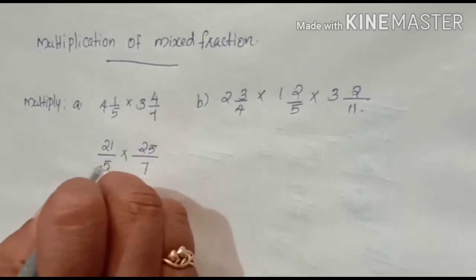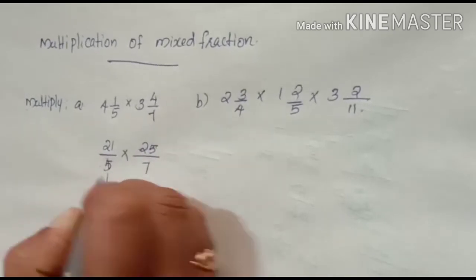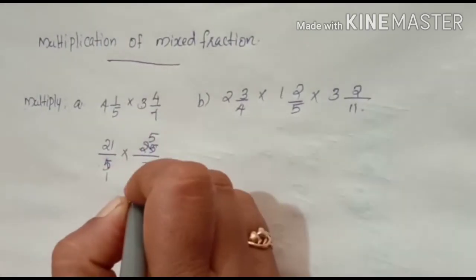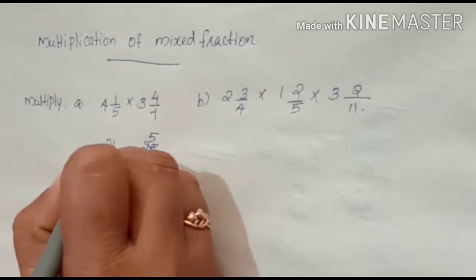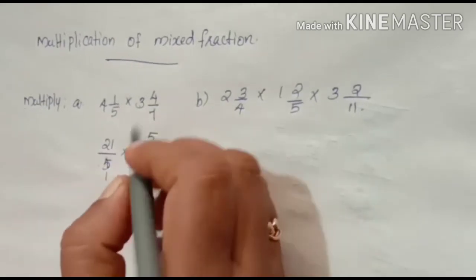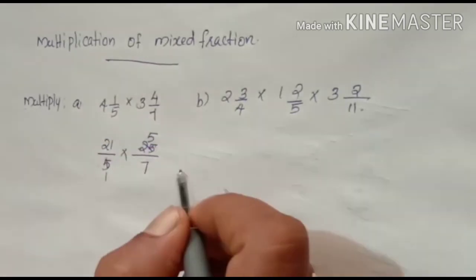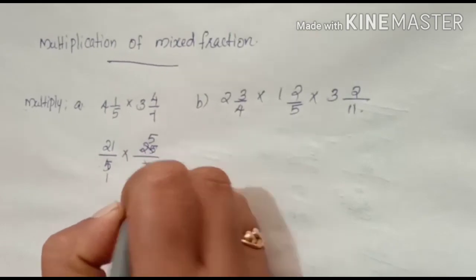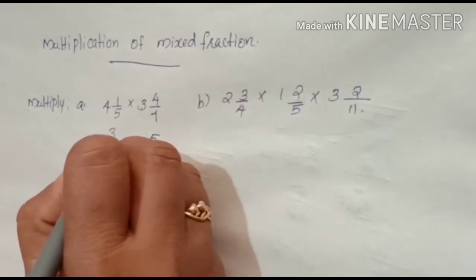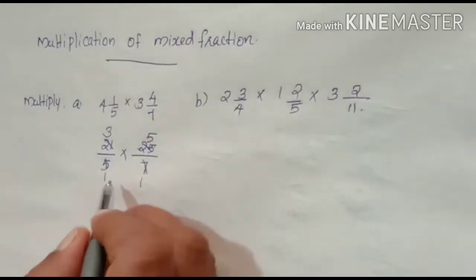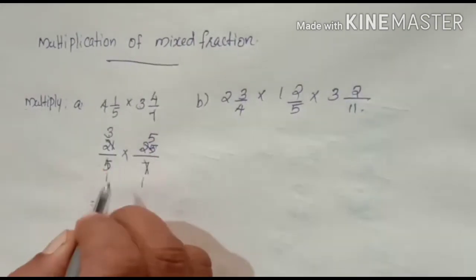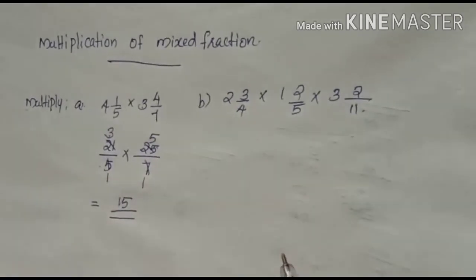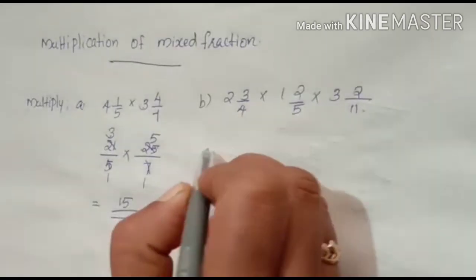First, in 5, 5 one time. In 25, 5 5s are 25. We can cut 21 and 7 also, because both are multiples of 7. In 7, how many 7s are there? 1. In 21, 3 7s are 21. Which equals 5 into 3 equals 15. So 15 is the answer. Clear? Next, B.